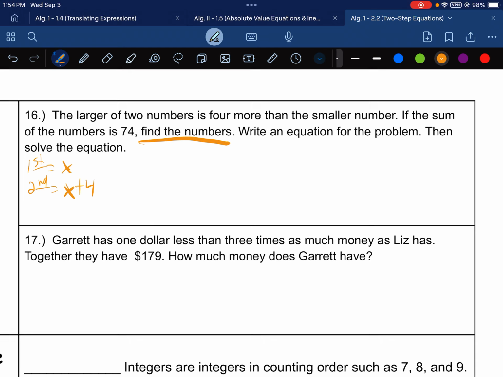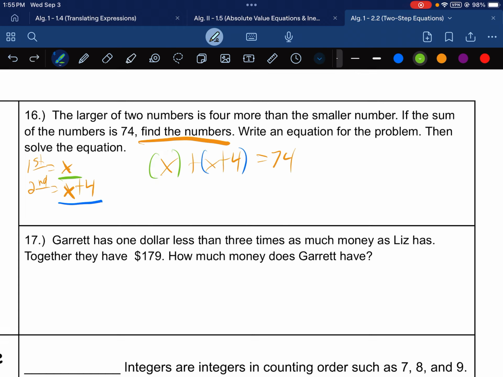Now we know the sum of the numbers is 74, meaning we're supposed to add these together. So I'm going to take x and add it to x plus 4, and that's going to equal 74. Some of us might benefit from putting this in parentheses, knowing that this x plus 4 is the second number, and the x is the first number. That way, some of us might visually see that we're adding one number to another number, even though there's x plus 4, 3 different terms.